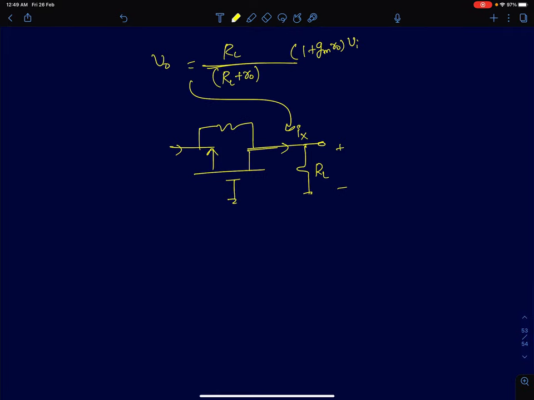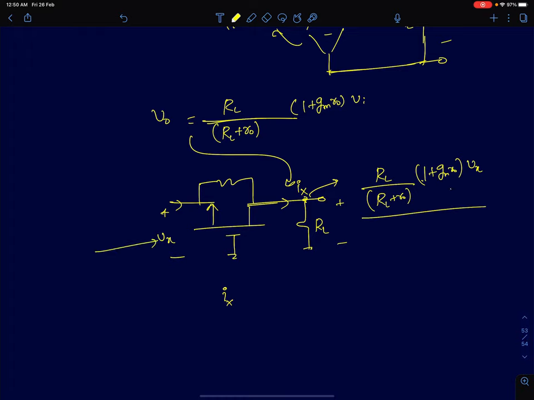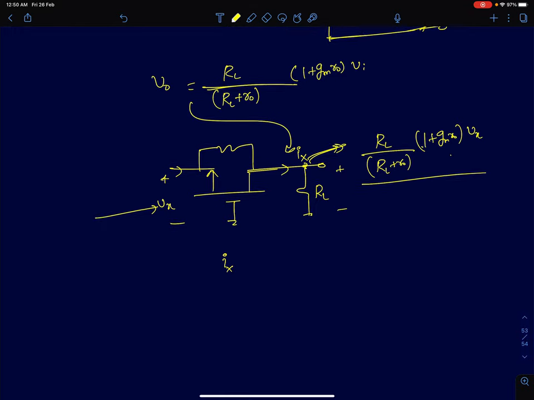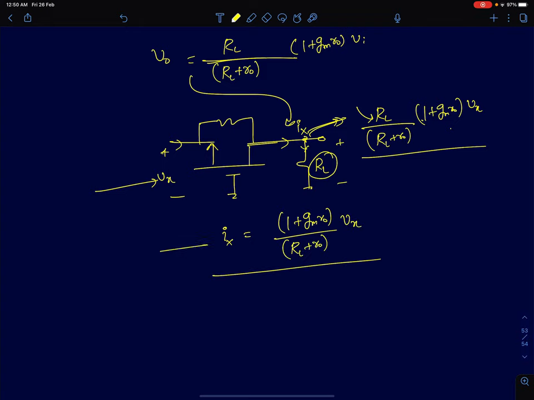I'm sorry, here I've written it as Vi. This input voltage is Vx. So if I apply input voltage Vx, the output voltage is given by RL by RL plus R0 into 1 plus GM R0 times Vx. We just derived that. Now to find Ix, all I need to do is divide this result by RL. If I divide the output voltage by resistance, you get the current. So this by RL will be 1 plus GM R0 upon RL plus R0 into Vx. This is your output current Ix.